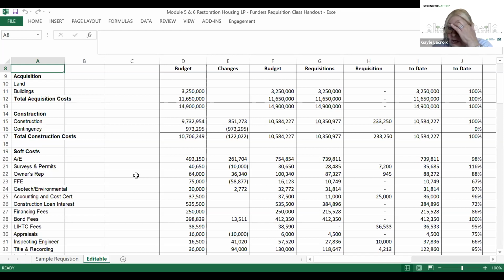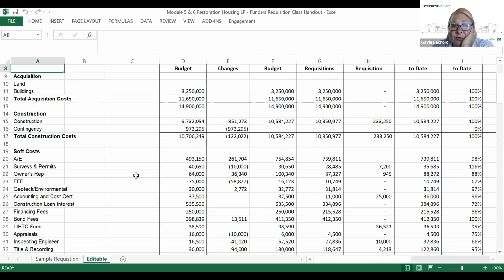The building acquisition cost was 11.6, and you have a total of 14.9 for acquisition basis. So you'll see these are the hard construction costs, and the contingency, which is generally 10% of the construction costs. That's what we use. That doesn't mean that's what everybody uses. So that's up to you and your team.